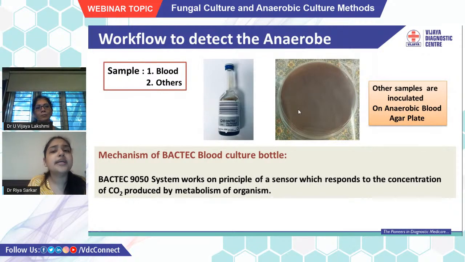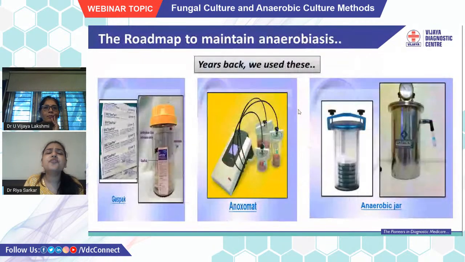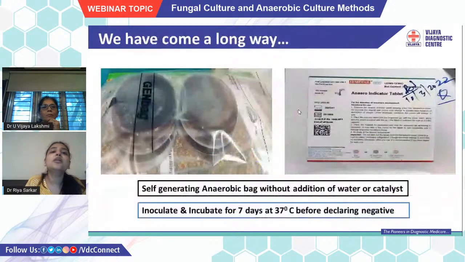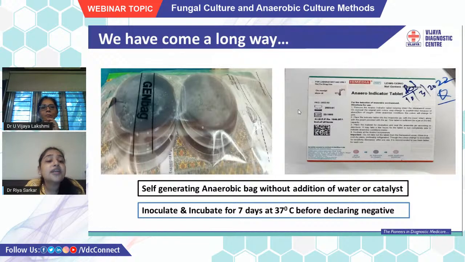Now, once inoculated, my next step is to maintain anaerobiasis. How do I do it? Years back, we used very cumbersome, tedious processes to maintain anaerobiasis, like the anaerobic jar, McIntosh Fildes jar, gas pack system, and whatnot. But they were very hazardous and very space occupying. So we have come a long way, where now we use a self-generating, very handy anaerobic bag or anaerobic pouch, which does not require any addition of water or catalyst to maintain anaerobiasis.